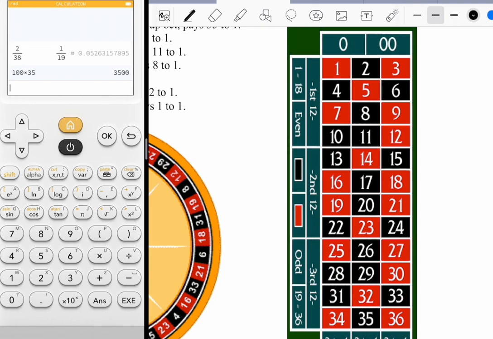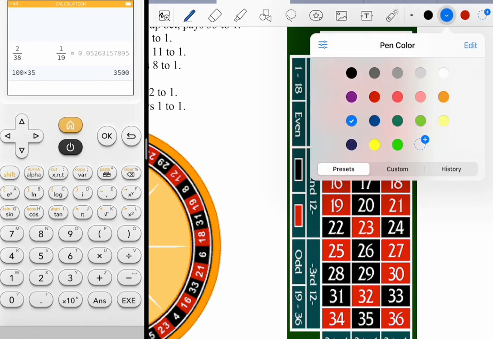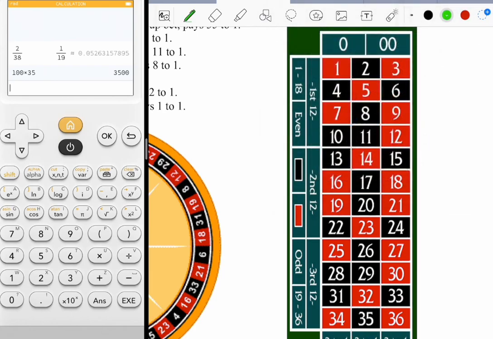Let me get a nice bright color here. I'm going to go with this one, make it thick.